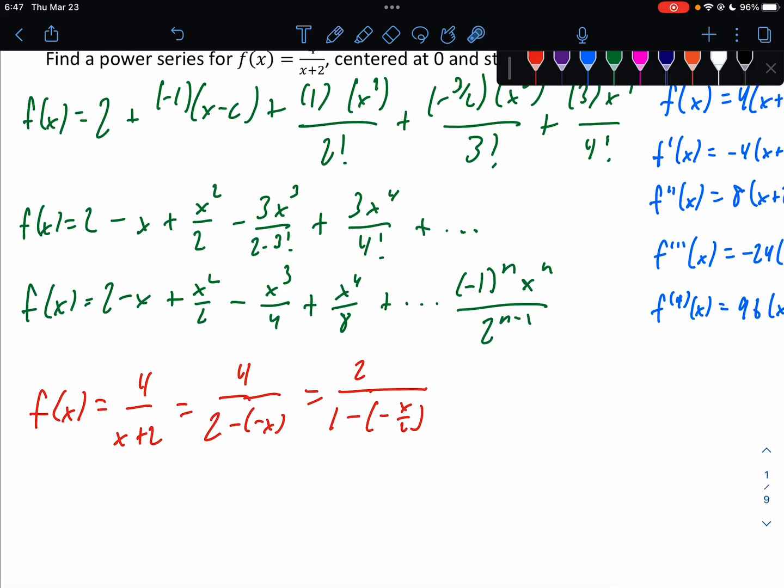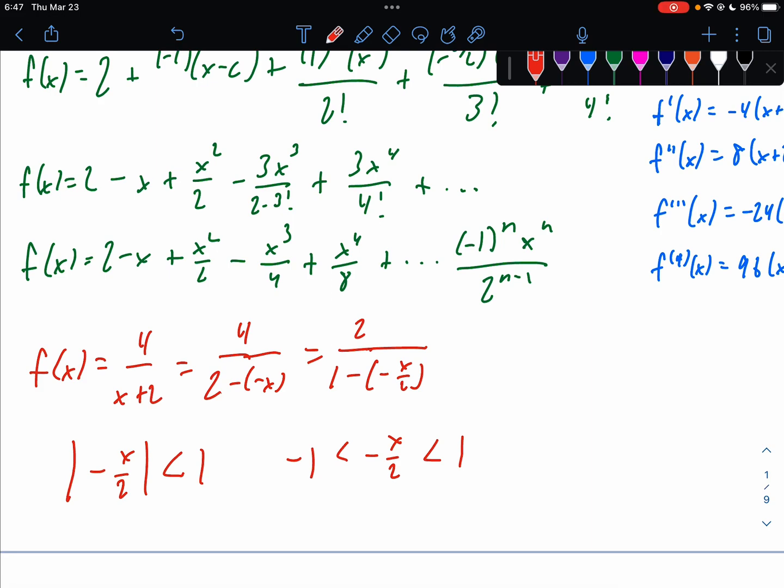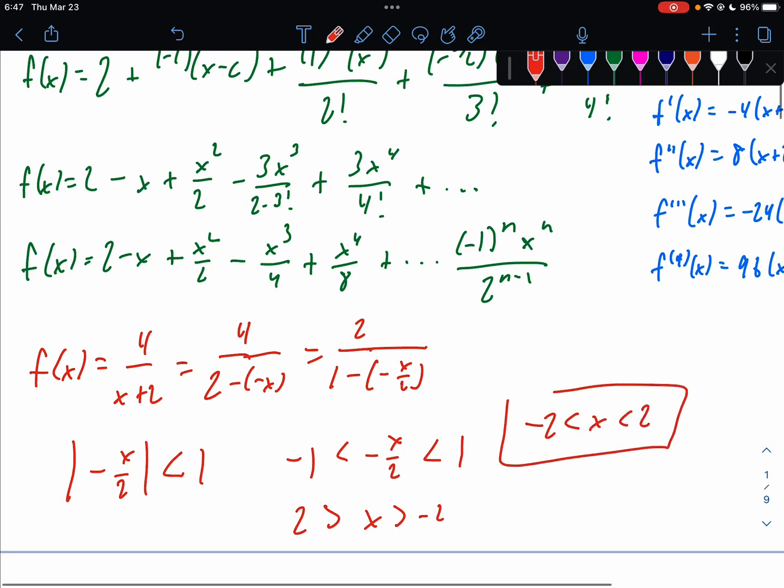So to be convergent, the absolute value of that would have to be less than 1. So I have negative 1 less than negative x over 2 less than 1. If I multiply everything through by negative 2 there, I would get 2 and negative 2, or I prefer it to be written like this. So that would be our radius of convergence for that problem.